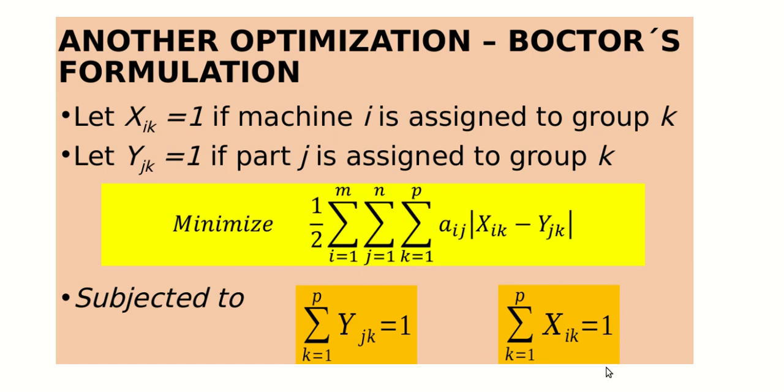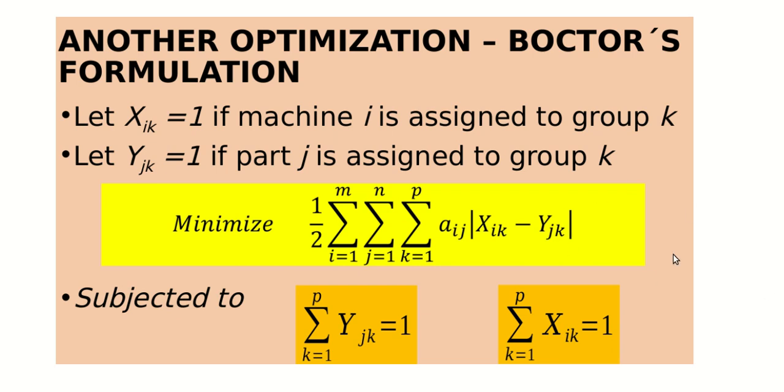This essentially assures that all the machines are going to be assigned to just one group. I can have some restrictions related with the size of the groups. We will see that later. Just pay attention that I can increase more restrictions related with the size of the cells. So let's say that I do not want a cell that only has one machine or one part. Then I can add some restrictions in that sense.